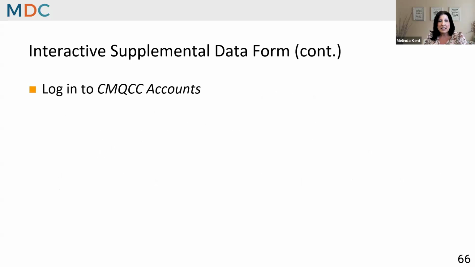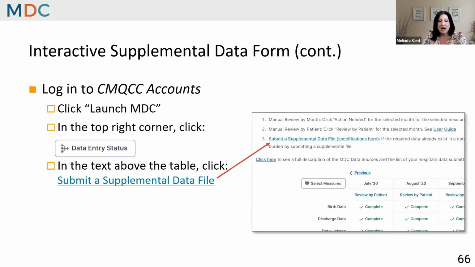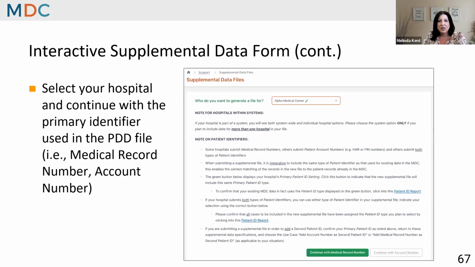So you'll log into your CMQCC account, click Launch MDC, and in the top right corner, you're going to click on Data Entry Status. In the text above the table, you'll see that blue underlined link that says Submit a Supplemental Data File, specifications here. You're going to click on that.